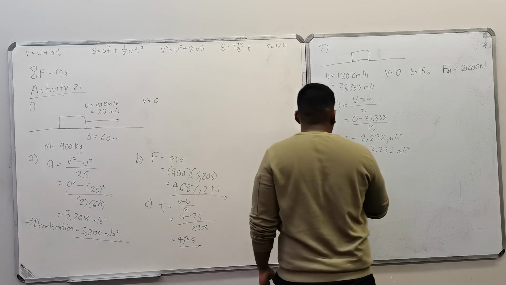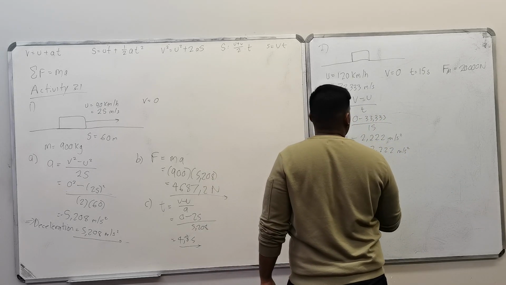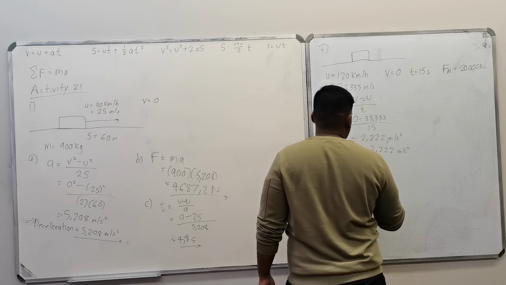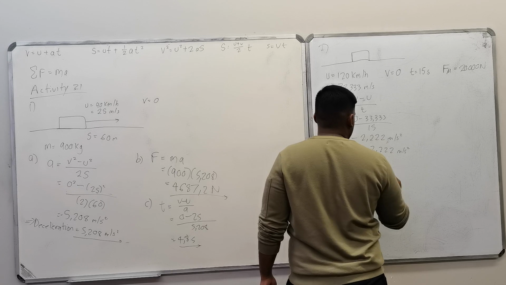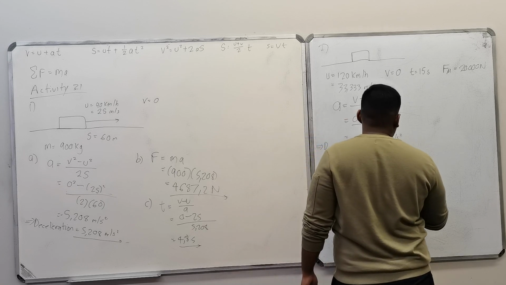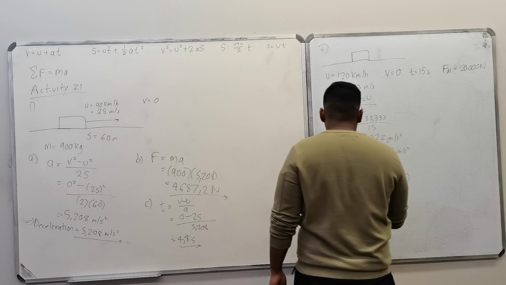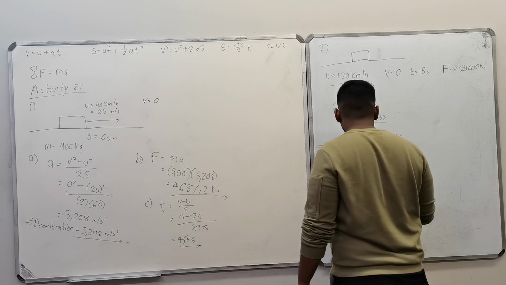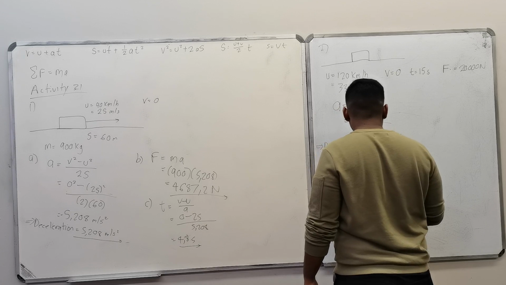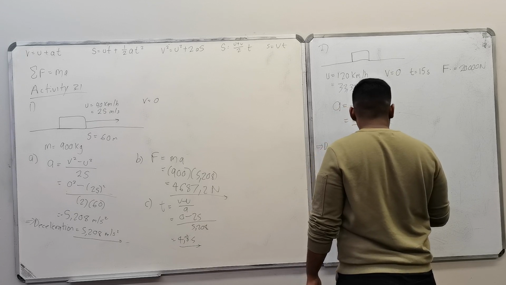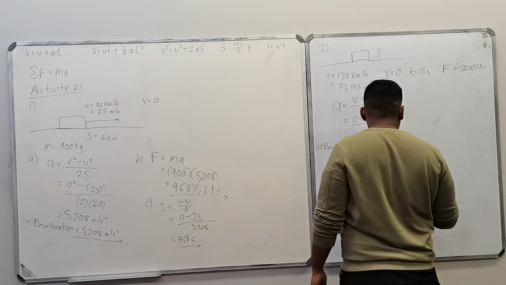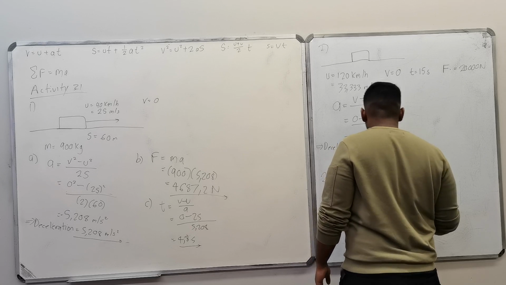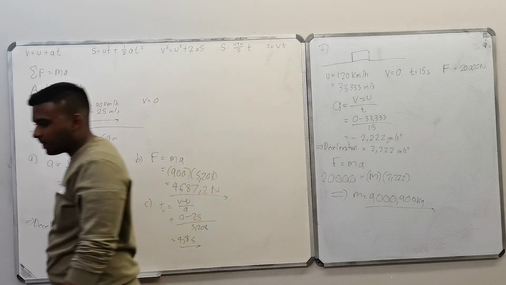So now F is equal to mass times acceleration. Your force is 20,000 equal to mass times your deceleration, 2.222. Therefore, your mass will be equal to 9,000 kg. Yeah. Fine.